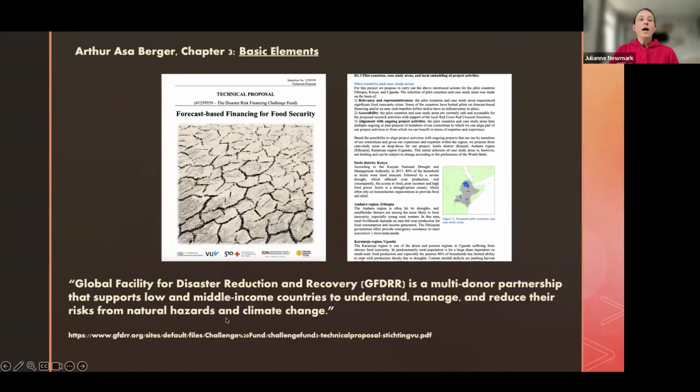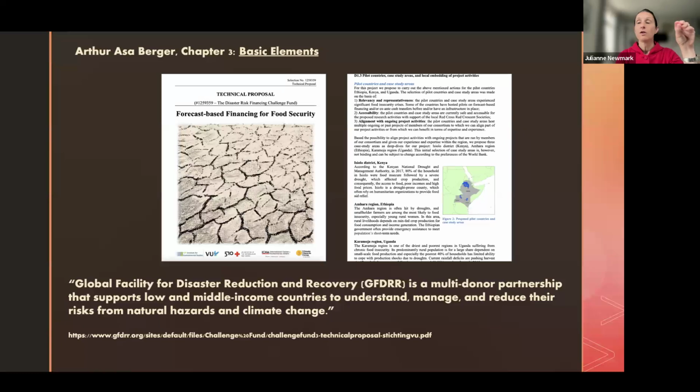All right, so in order to further that last point about the way that images and some of these design elements are used in technical workplaces, I'm including here 2 pages from a report, or actually a technical proposal from this nonprofit, the Global Facility for Disaster Reduction and Recovery, GFDRR, and as they describe themselves, they're a multi-donor partnership that supports low and middle income countries to understand, manage, and reduce their risks from natural hazards and climate change.